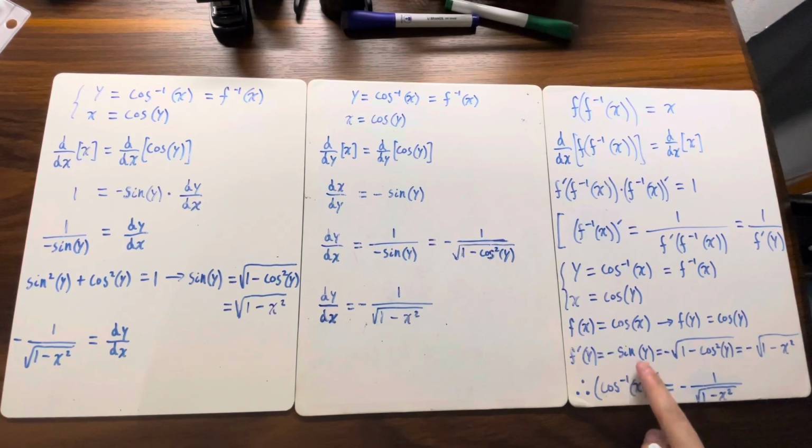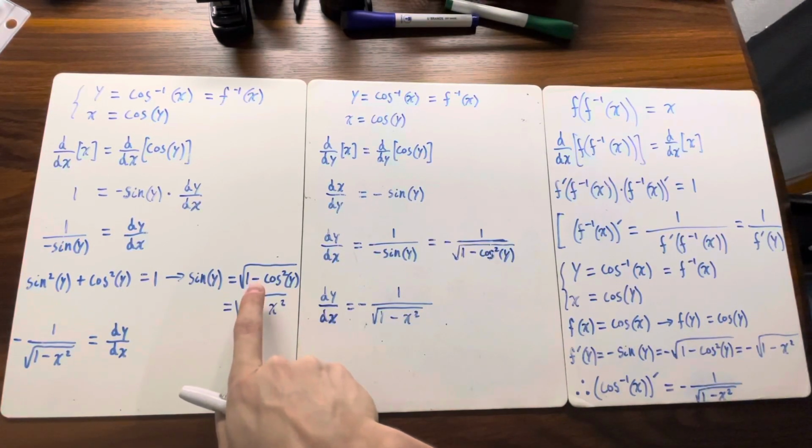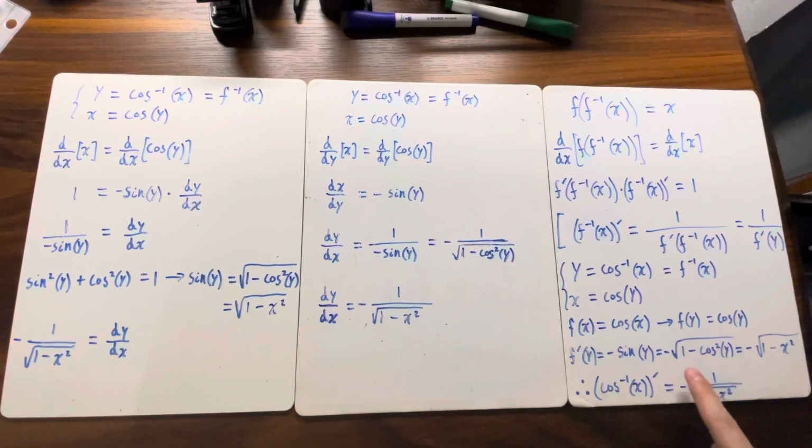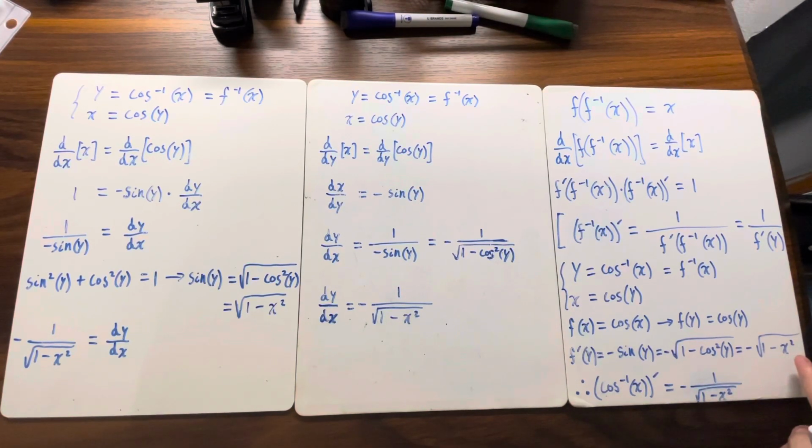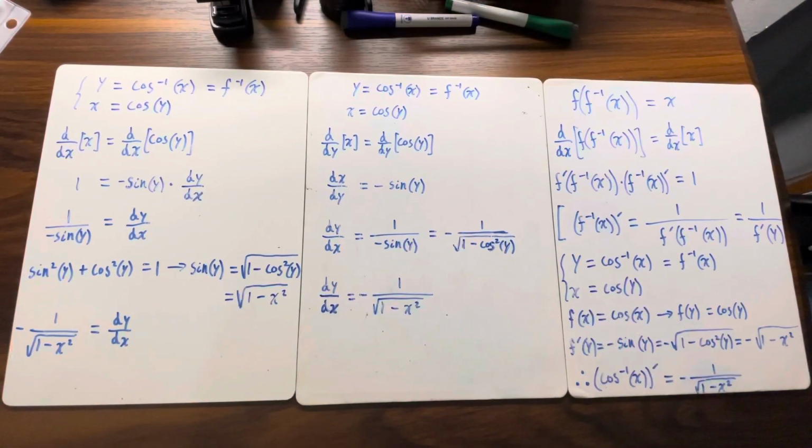And again, what is sine of y? Well, we figured that out over here using the identity. So we get that sine of y is the square root of 1 minus cosine squared y. But again, what is cosine of y? Well, it's x. So we can say that this is the same thing as 1 minus x squared. Therefore, the derivative of cosine inverse of x is equal to 1 over f prime of y. Remember, f prime of y is this. So the derivative is equal to negative 1 over square root of 1 minus x squared. So in total, here are 3 different ways of solving for the derivative of cosine inverse of x.